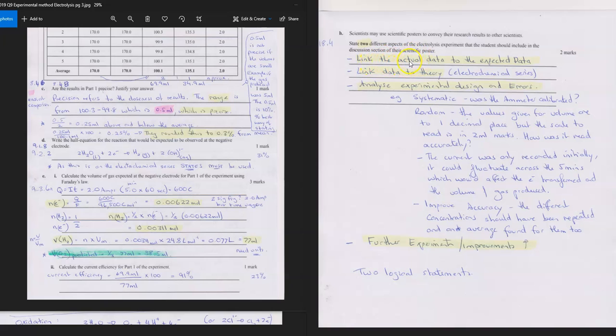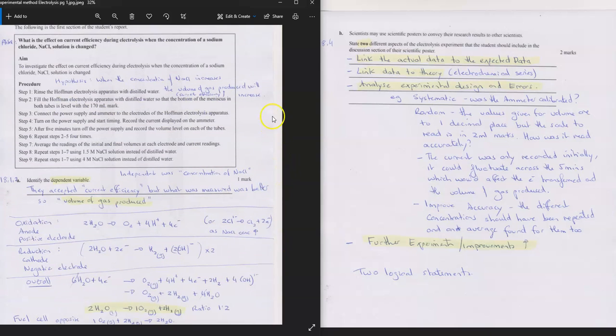You need to look at your actual data and compare that to the expected, which is what we've been doing. You need to link the data to the theory, so we've been looking at the electrochemical series. Why would you expect this to be a 2-to-1 relationship? It hasn't asked you to work that out overall, but you would need to have done that to understand it. So in your discussion, you would be talking about a 2-to-1.